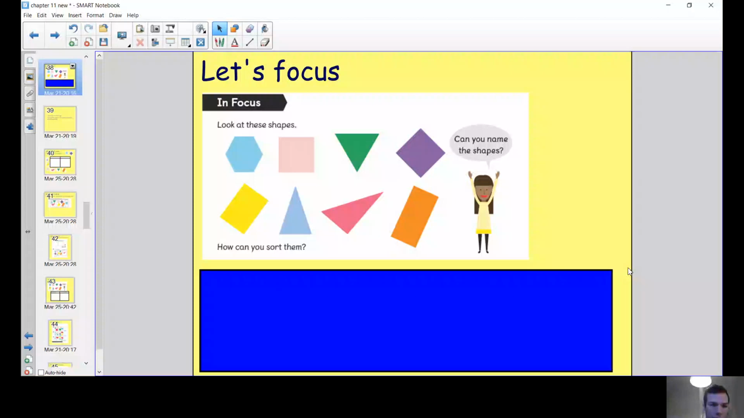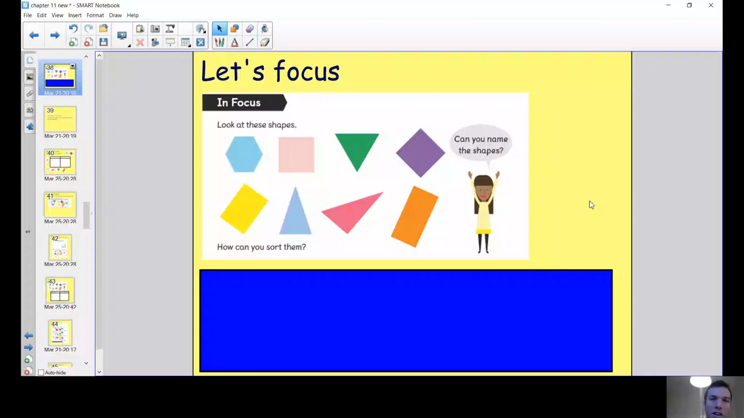So, how did you sort yours? Did you sort them by the number of sides? Did you sort them by the number of vertices? Did you sort them by naming the shapes? Did you sort them by figuring out if they were symmetrical shapes and non-symmetrical shapes? I'm not sure what you did.